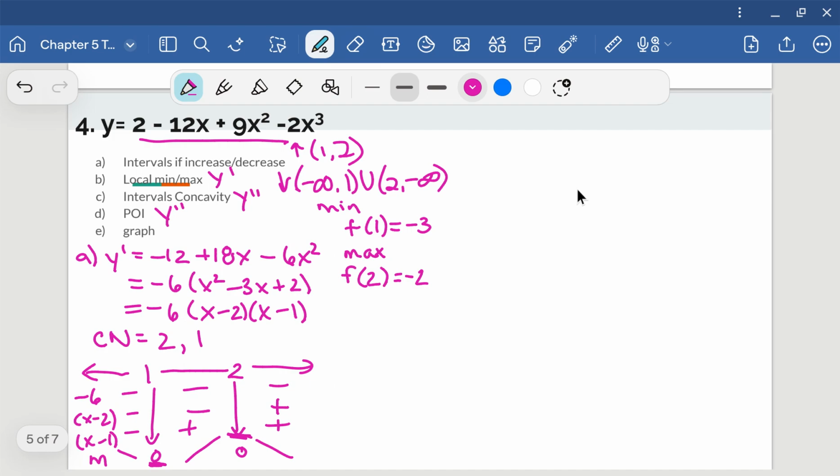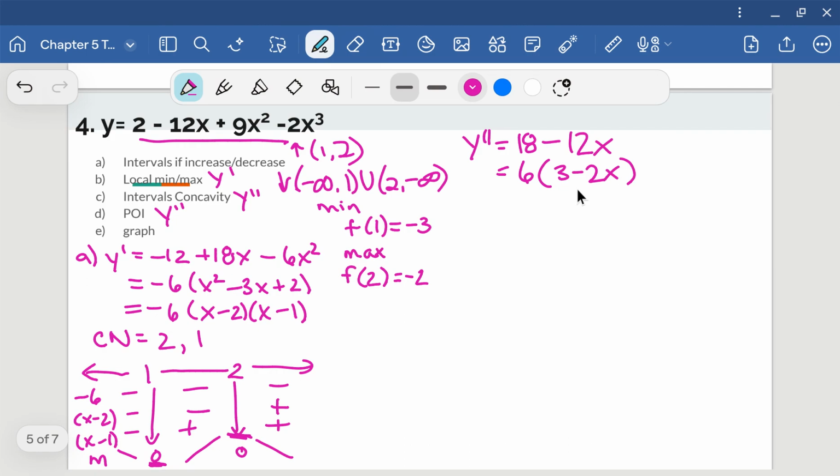To look at your concavity, you need the second derivative. So I'm taking that second derivative and just using the power rule. It's easier to start before you factor it. So when I do that, the derivative of -12 is just 0, then positive 18x is just 18, and then I would have -12x. Factor out your biggest common factor, which is 6, and you have 3 minus 2x.